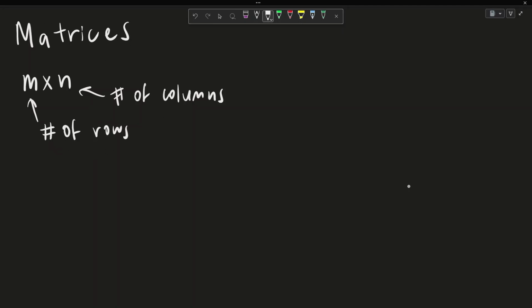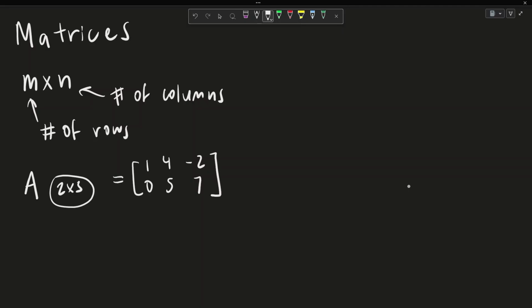So for example, let's say we have a matrix A, which is 2 by 3. That's its size. And we can describe A, for example, as the matrix 1, 0, 4, 5, negative 2, 7. There are 2 rows and 3 columns. Hence, it's 2 by 3.